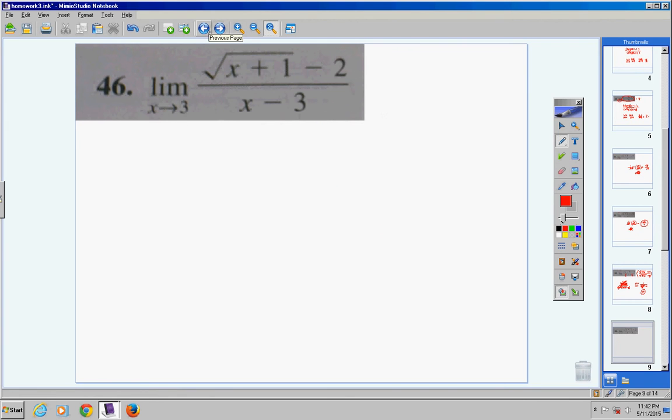Alright, number 46. Well, same thing again, students, so we're going to keep doing this, okay? The conjugate for the top would be the square root of x plus 1 plus 2. That would be the conjugate of the top right there. So we're going to multiply the top and the bottom of the fraction by the conjugate.